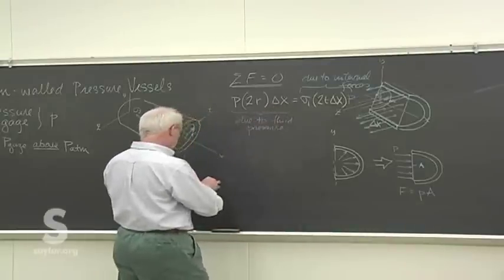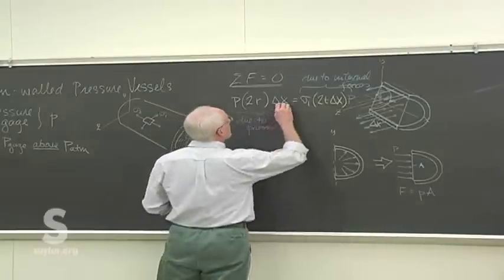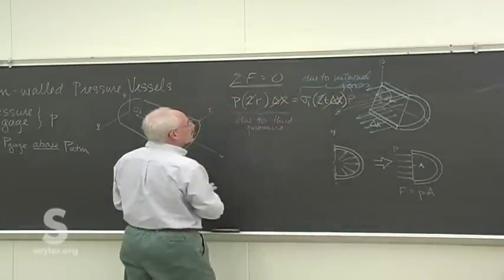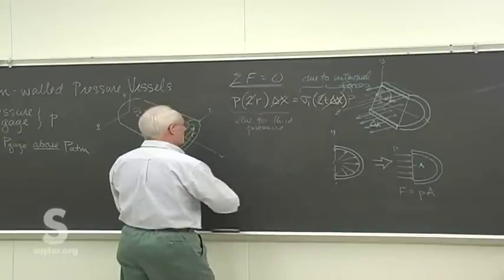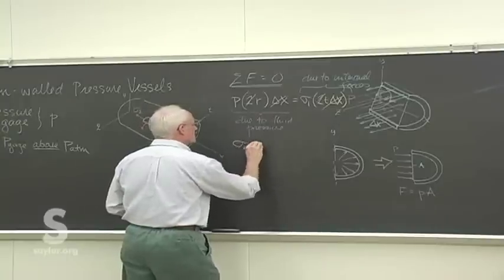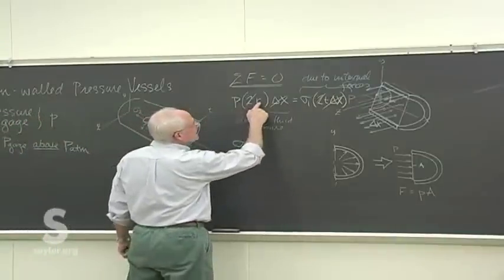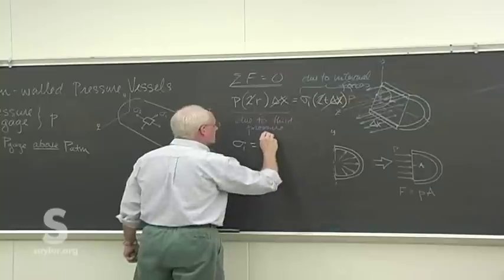And so this simplifies quite quickly. The delta x's cancel, the 2's cancel, and we get then that the hoop stress, sigma 1, is equal to P R over t.